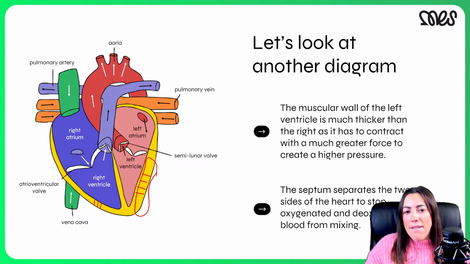Reason being, the left ventricle, I'm sure you know, has to contract with a much greater force. It has to contract with enough force to create a much higher pressure, because remember, it's going to send blood out of the aorta and all around your body. So it has to be high pressure, which is why the left ventricle is so thick.